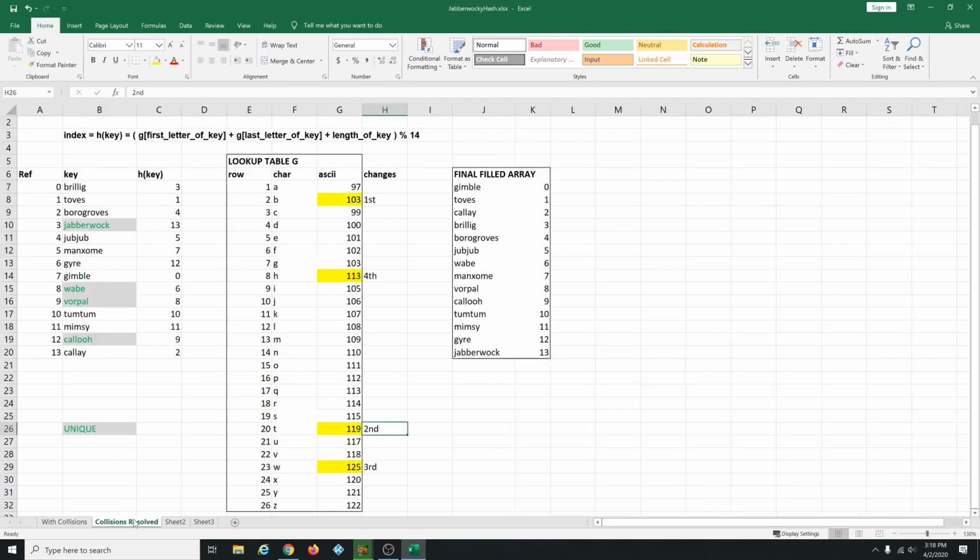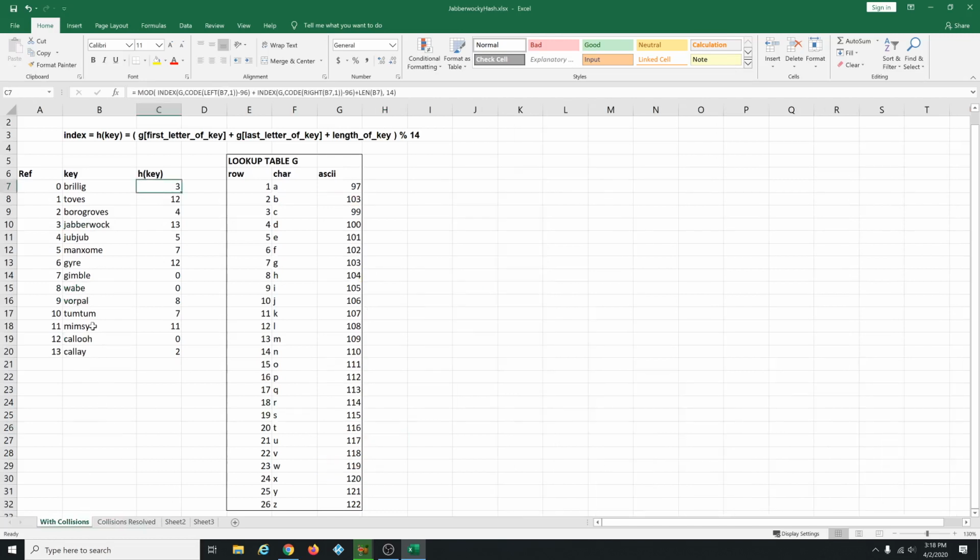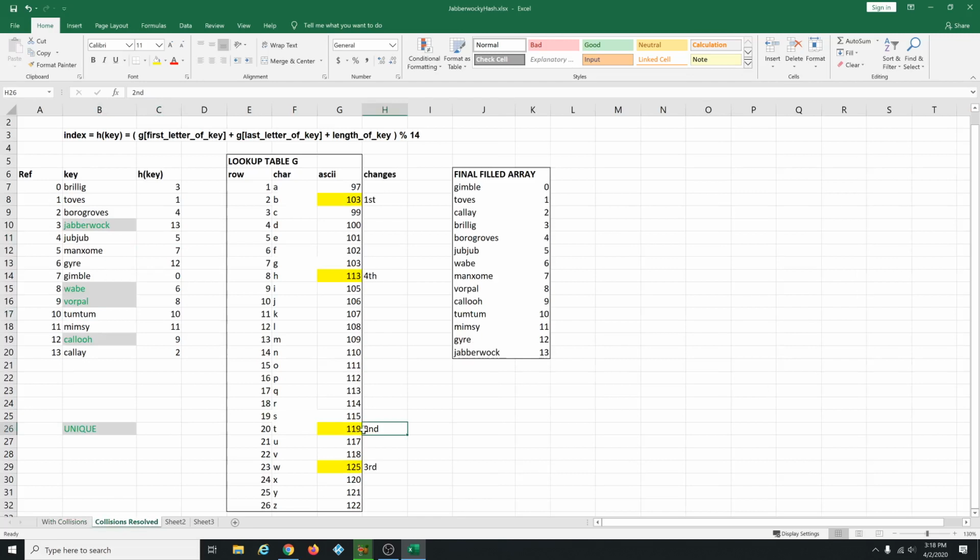Then I changed, what did I change? I changed T. Why? Because, let's see, I got a Tum, starts with T, and Toes. Tum is 7, and Tum collides with Manxome, so it wouldn't be bad to change that. And Toes collides with Gyre, so changing the T would get this 12 away from this 12, and it would get this 7 away from this 7. So I changed the T. What did I change it to? I changed it to 119.